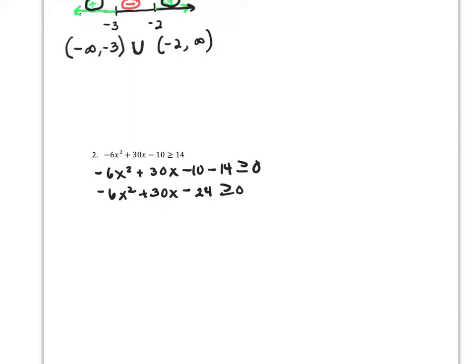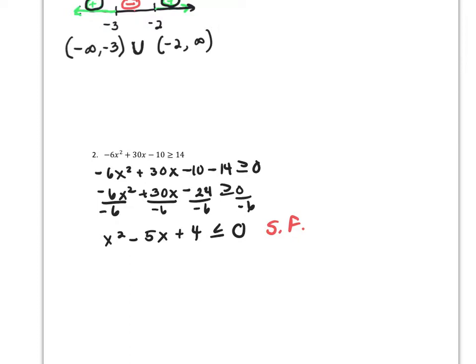It looks to me like all these numbers are divisible by 6. So let's divide everything by negative 6, every term on both sides. So that gives me x squared minus 5x plus 4. Now what happens when you divide an inequality by a negative number? Do you remember? You have to reverse the inequality symbol. So this is my standard form.